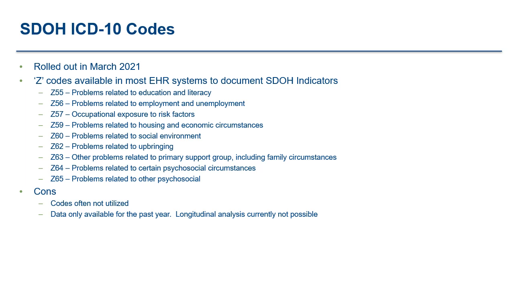The problem with this, first of all, is the codes are often not utilized because they're not tied directly to any kind of payments. Another issue should be kind of obvious to you: this has only been rolled out as of March of 2021, so the data has really only been available for a little over 2 years. So you can't do any kind of longitudinal analysis. You can't follow people over time. There just hasn't been enough time to be able to do this. Now, this problem is going to get less and less as more time passes.